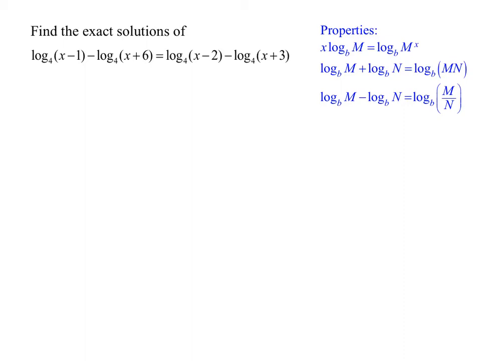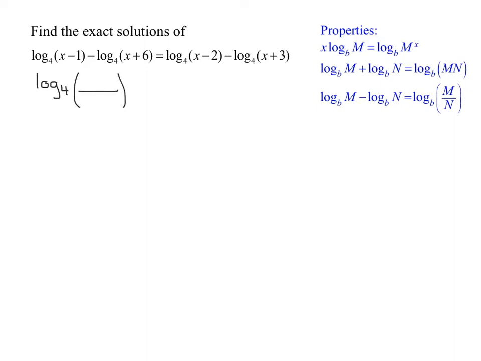So the first thing I have to do is combine these two terms here. When we combine logarithmic terms, we need to make sure that coefficients are either ones or negative ones. This is a 1, this is a negative 1. So that's good. Now we look at these two terms. I have the difference of two logarithmic terms. Out of these properties of logarithms, I'm going to use the last one that says the difference of two logarithmic terms becomes the log of a quotient. So the left-hand side is going to become log to the base 4 of a quotient.